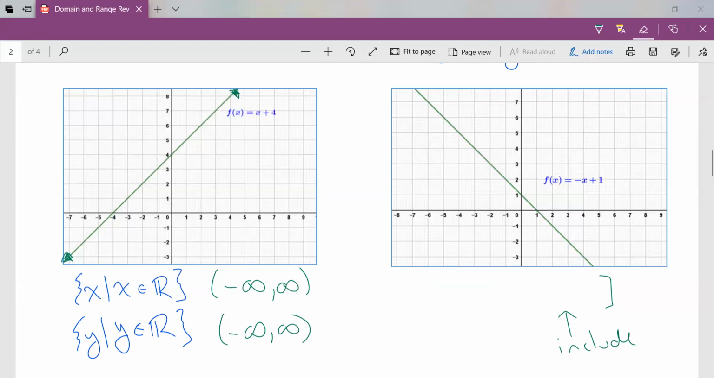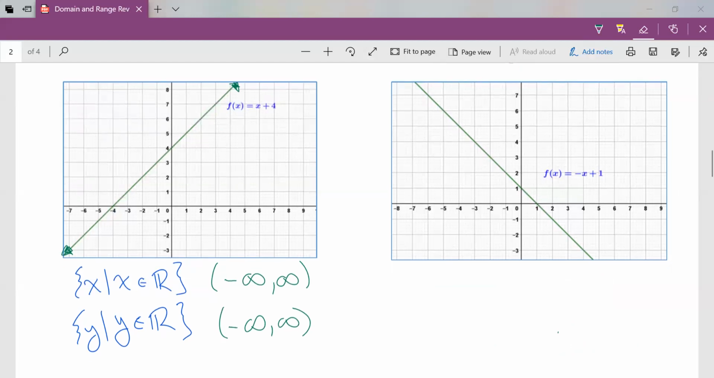Okay, let's look at another one, the one beside it. So it's another linear function. And again, I ask myself the same questions. Does the graph stop going to the left? No, it keeps going on forever. And does the graph stop going to the right? No, it goes on forever. So the x values can go to negative infinity and to positive infinity. So again, that would be x is an element of the reals, the same as the first graph.